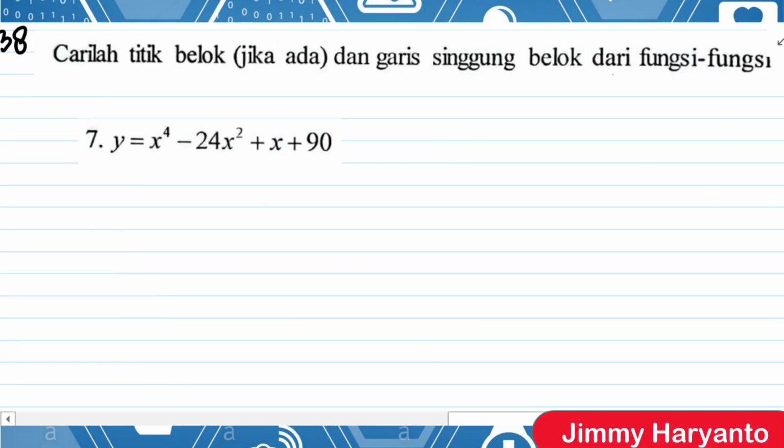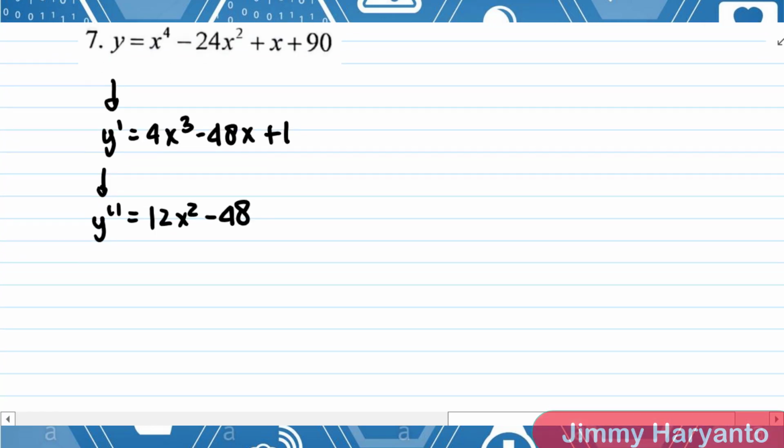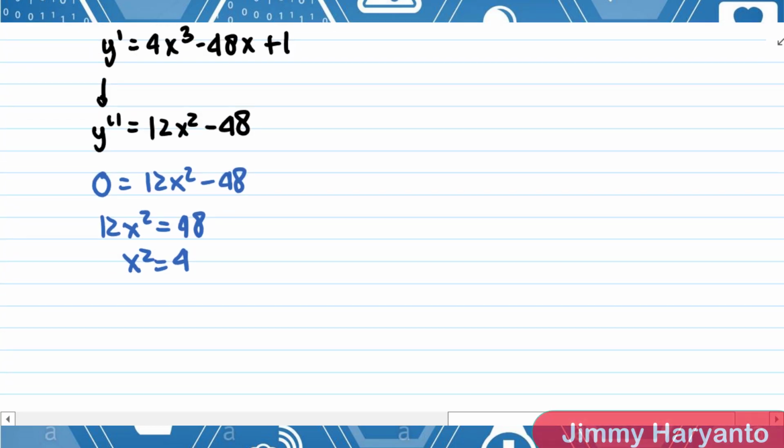Next one is number 7. For number 7, like usual, you only have to find the y accent. It will be 4x cubed minus 48x plus 1, and then you have to find the y double accent also. You will have 12x squared minus 48, and then make it into 0. 0 equals 12x squared minus 48. So you'll have 12x squared equals 48, and then x squared equals 4, and then x equals plus minus square root of 4, x equals plus minus 2.